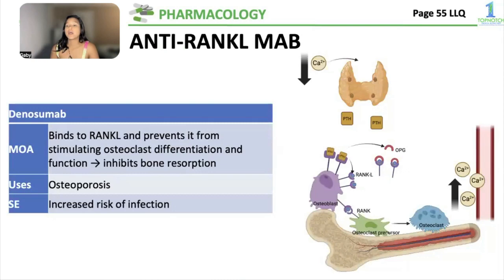Another drug used in bone and calcium homeostasis is what we call anti-RANKL mab. Remember that we discussed RANK ligand, which is expressed by your osteoblast in response to parathyroid hormone, and this causes activation of your osteoclast precursor into active osteoclasts. So what denosumab does is it binds to RANKL and prevents it from stimulating osteoclast differentiation. So it stops this step. It binds to RANKL, denosumab, mab, another monoclonal antibody. So again, it is used in osteoporosis. However, one of the side effects is it has been found to increase the risk of infection.